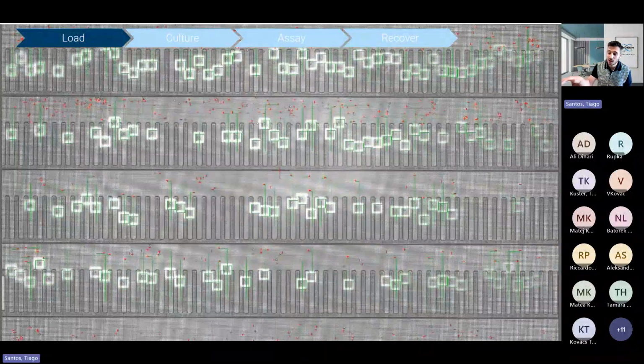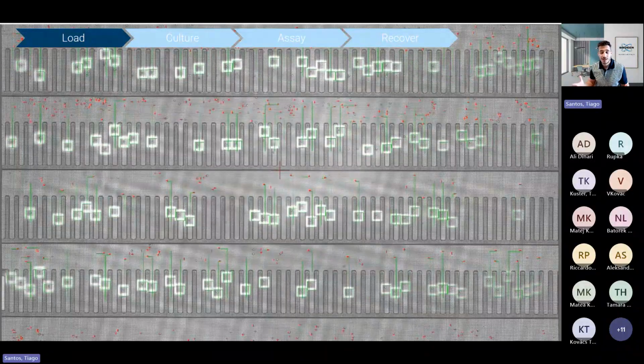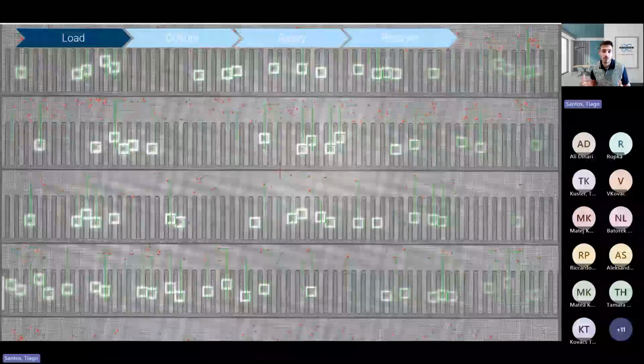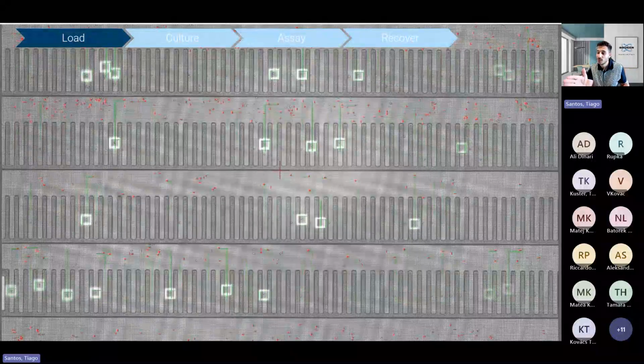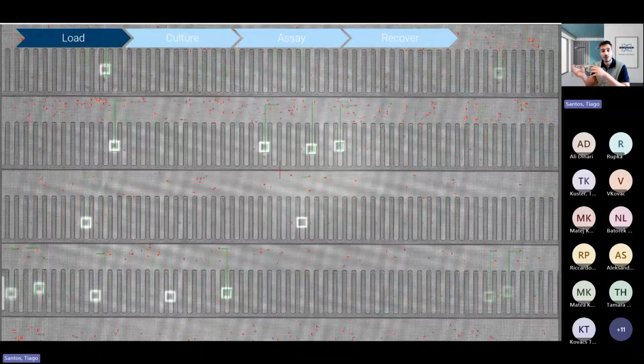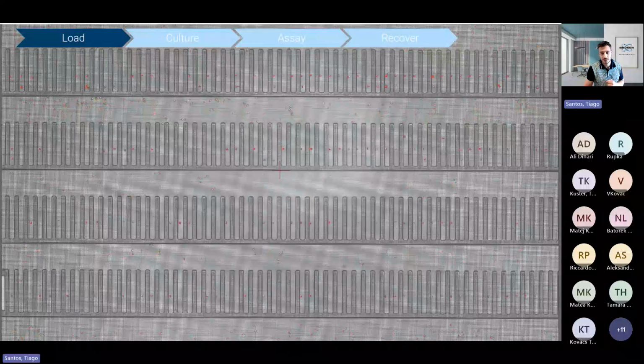So imagine that you're loading here an immune cell, a T cell, and now that you want to load a cancer cell or an NK cell, you would just flush away the cells in the corridor, bring new cells, and do exactly the same thing for the loading of the cells.